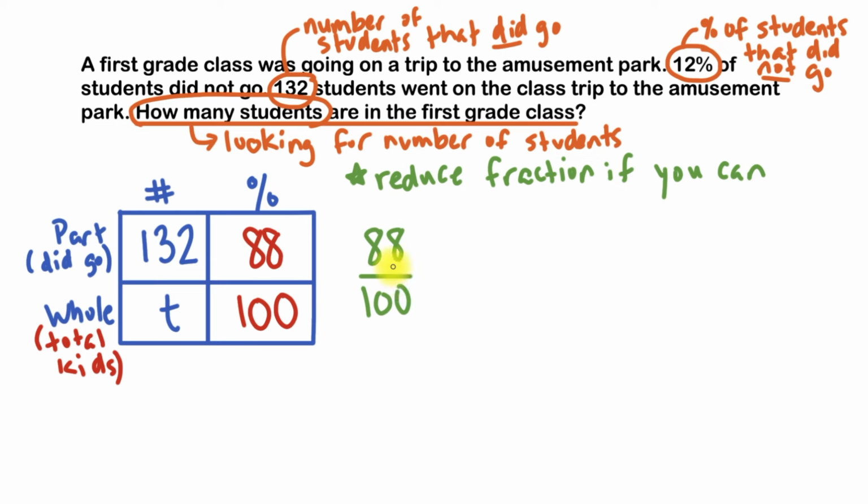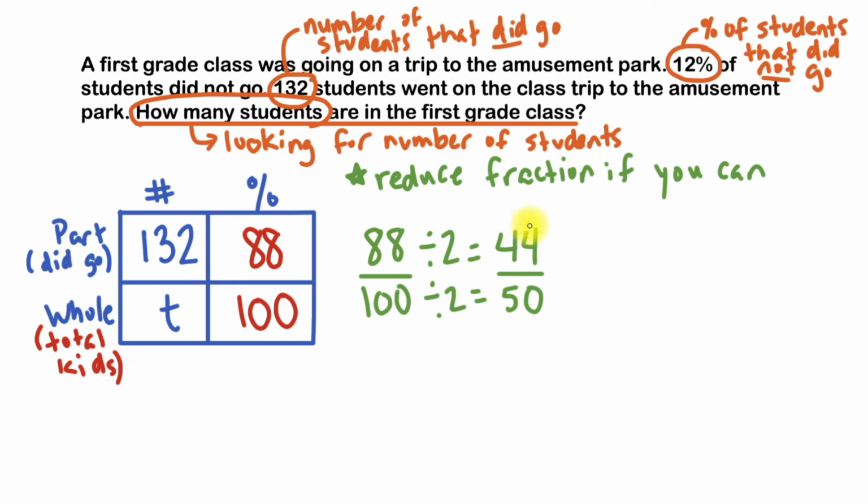So right away, what numbers do you think can divide 88 and 100? They're both even, so right away we should know we can divide both of these by 2. 88 divided by 2 equals 44. 100 divided by 2 equals 50. So our new fraction so far is 44 over 50.